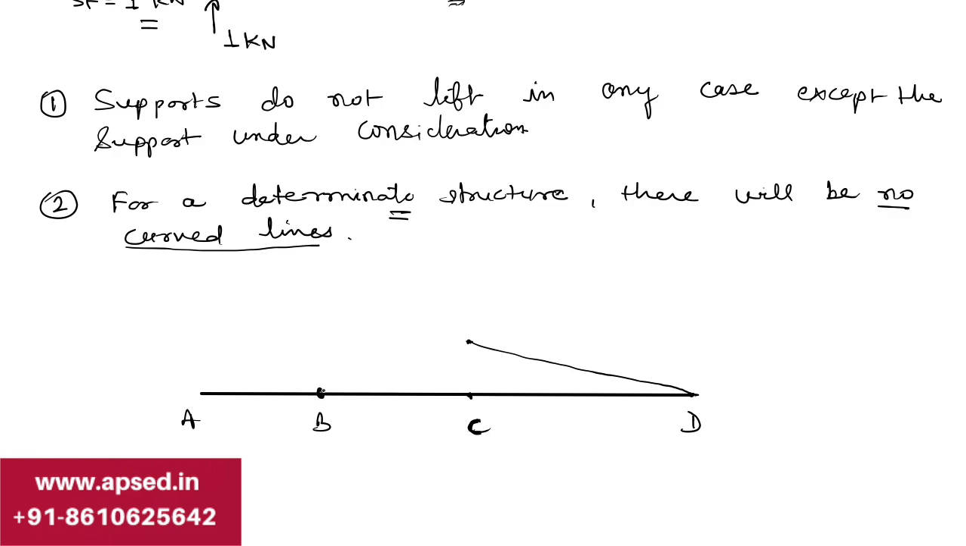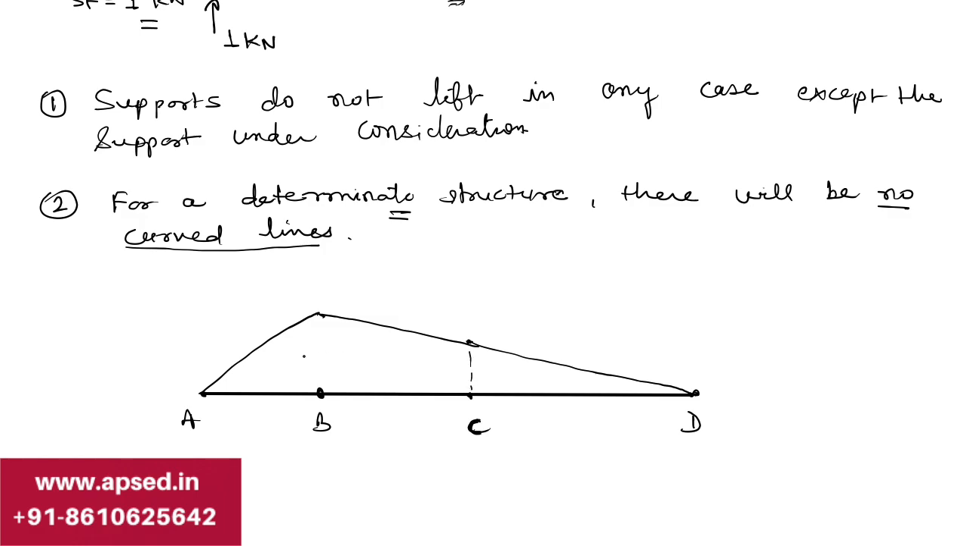So we have a hinge at B. So B can come up because of this hinge. So it will come something like this. And then from here, this point will join from A. So here both the rules are being followed: the supports are in their place, A and D. Only the support for which we are drawing the ILD is lifted from its place.